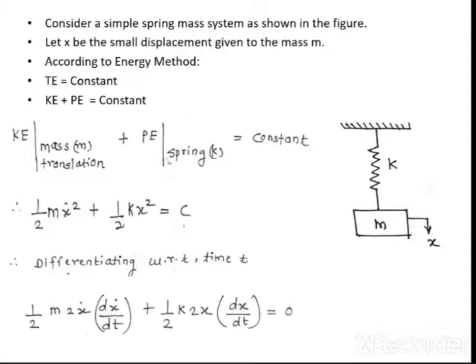Okay. So similarly, differentiating with respect to time, 1/2 m into 2x dot dx dot by dt plus 1/2 k into 2x dx upon dt, right? So what I am getting: m x dot x double dot plus kx into x dot. So x dot gets cancelled as I said earlier. So m x double dot plus kx is equal to 0. So x double dot plus k upon m x is equal to 0.